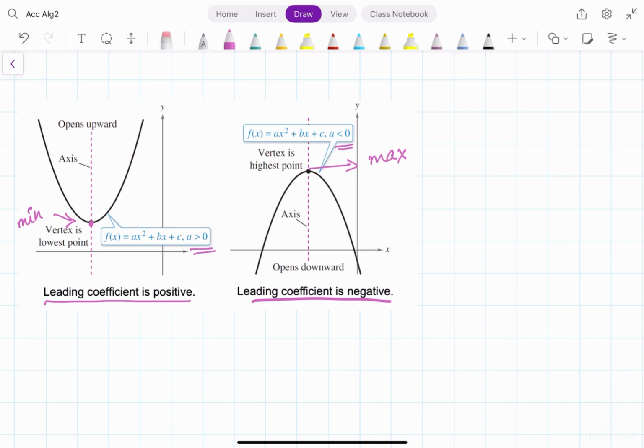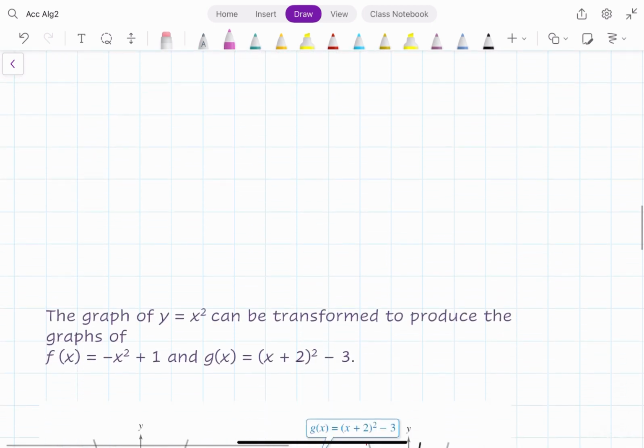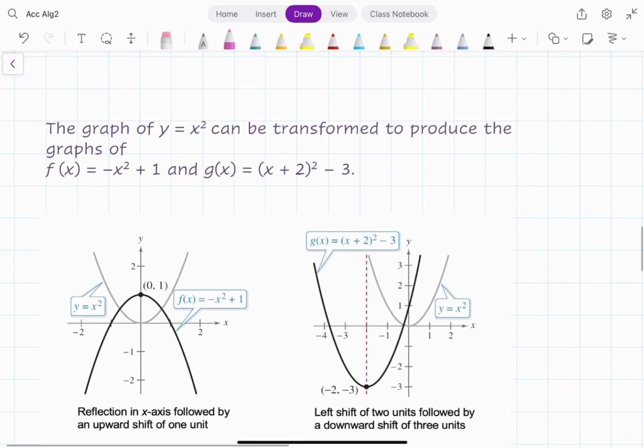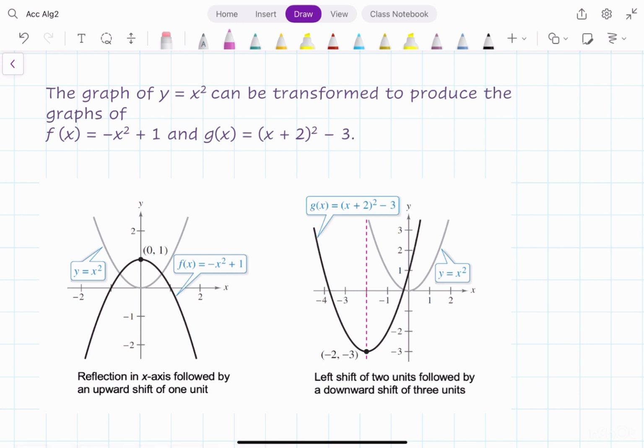That means a is positive. Or when the leading coefficient is negative and a is less than 0, then it is a downward facing graph. So then we are talking about the transformation of the function. The parent function is y is equal to x squared, or f of x is equal to x squared, and it has been transformed in two different ways.